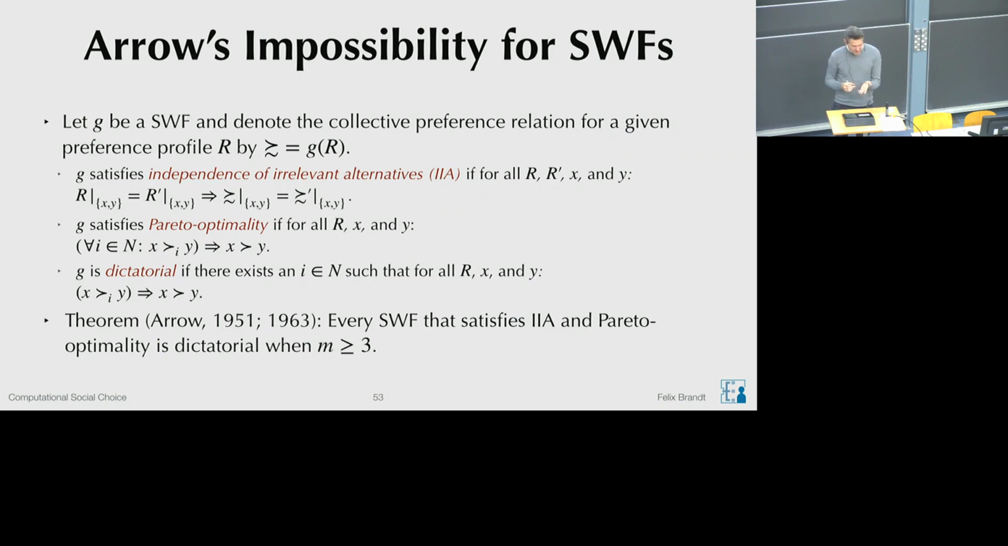And then the conditions that we have here seem reasonable, right? Of course we want to have Pareto optimality. So if everybody thinks that, say, computational social choice is better than algorithmic game theory, that should also be the case in the collective preference ranking. And IIA is the example that I want to show you why it would be reasonable. And finally, of course, we don't want this function to be dictatorial. There shouldn't be a single student who can completely dictate the collective preference relation no matter what all the others say.